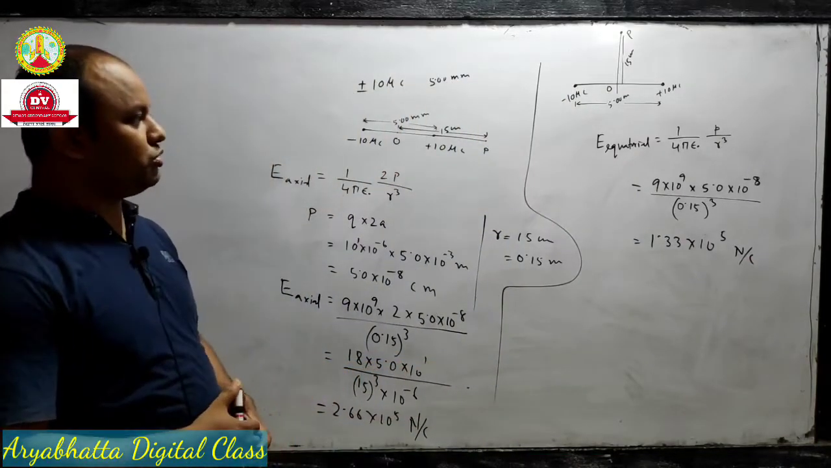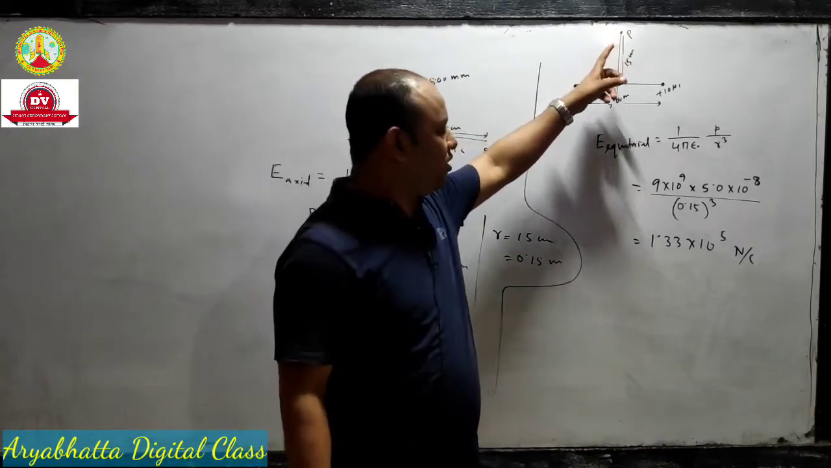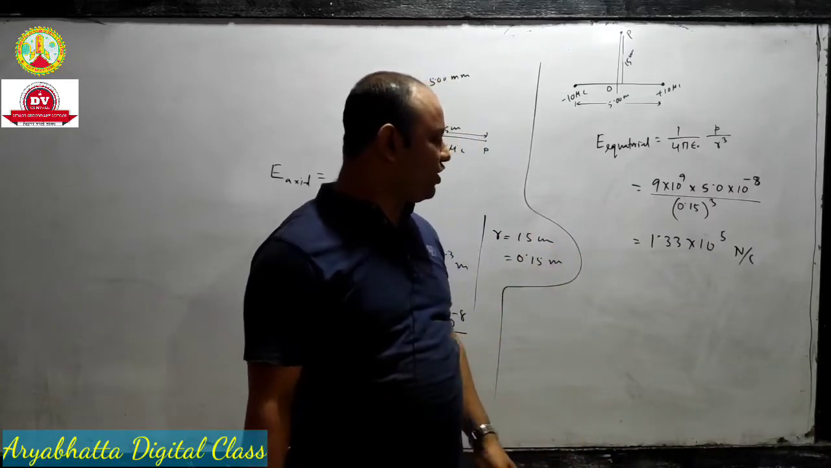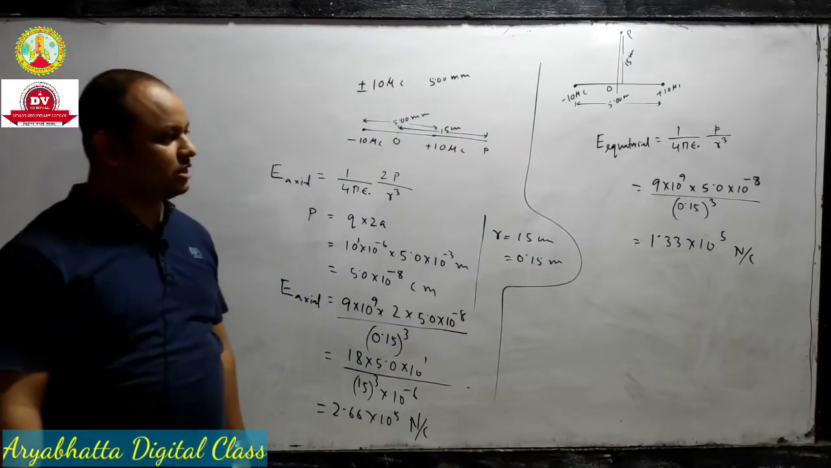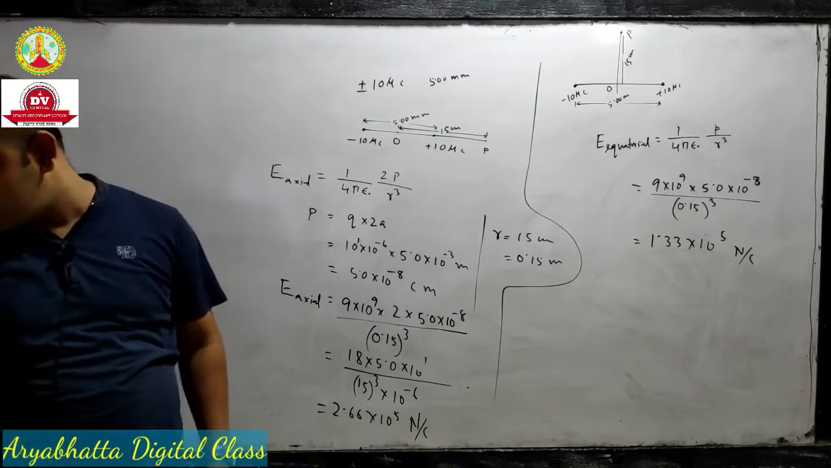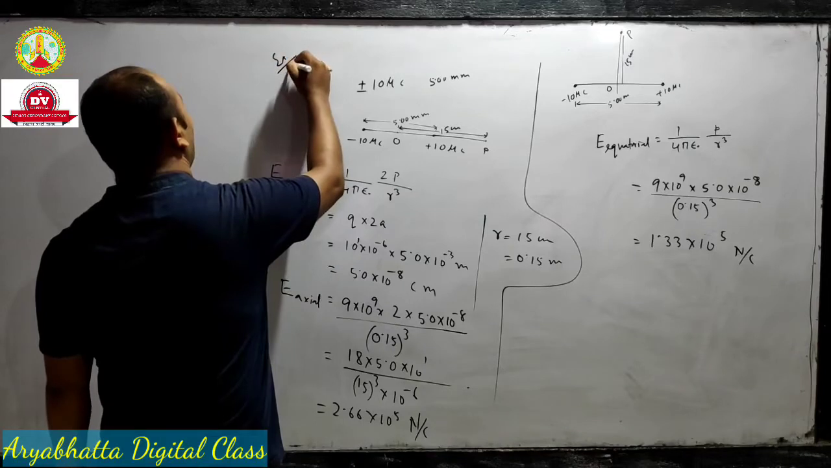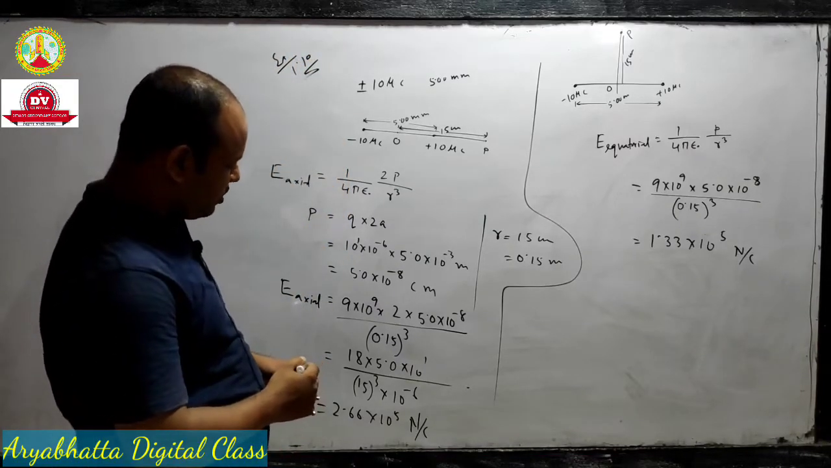So this will be the answer. That means at the equatorial point P, the value of electric field will be equal to 1.33 into 10 to the power 5 Newton per Coulomb. This question is from the textbook, example number 1.10.